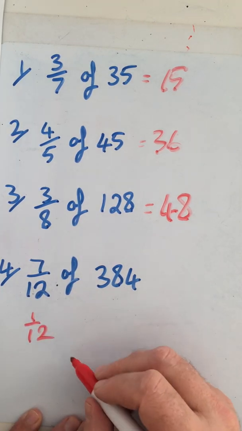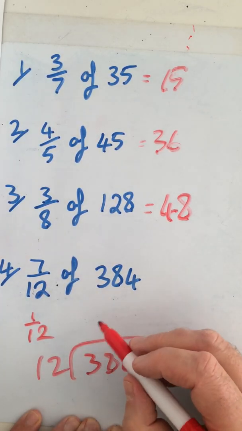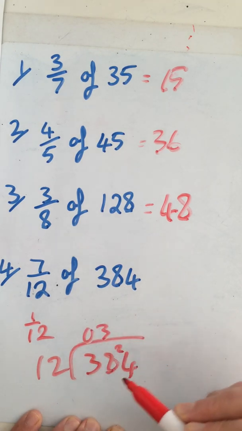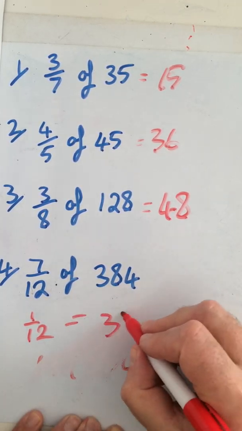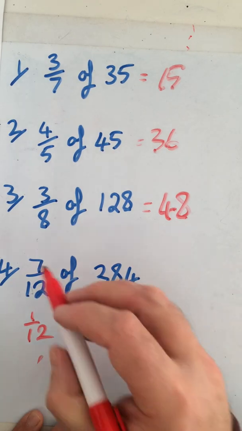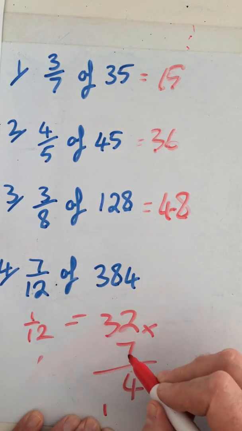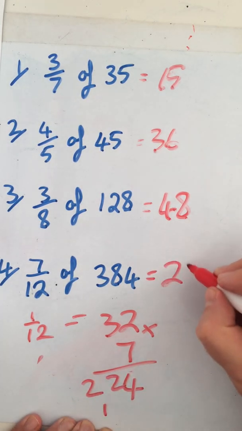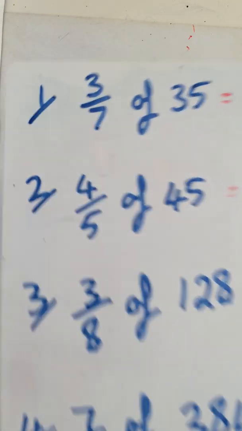So 1/12 would be 384 divided by 12. 12, 24, 36. 3 remainder 2. So that's 32. So 1/12 is 32. Then I'm timesing it by the 7. 7 times 2 is 14, 4 carry the 1, 21 and 1 is 22. Hopefully that's correct. I have been known to make a few mistakes. So that's the first part done.